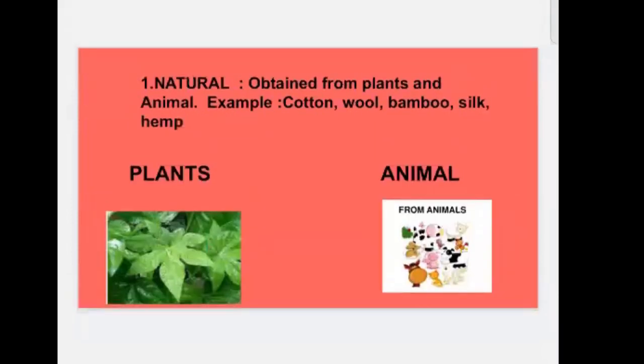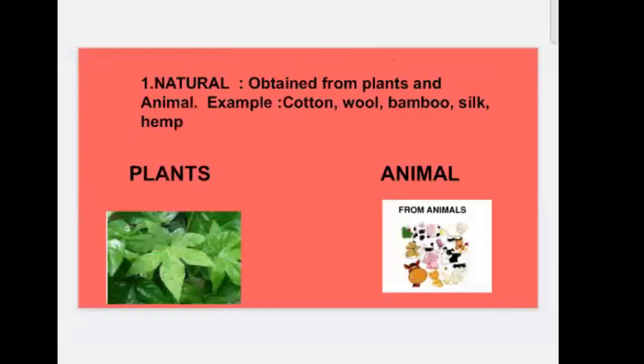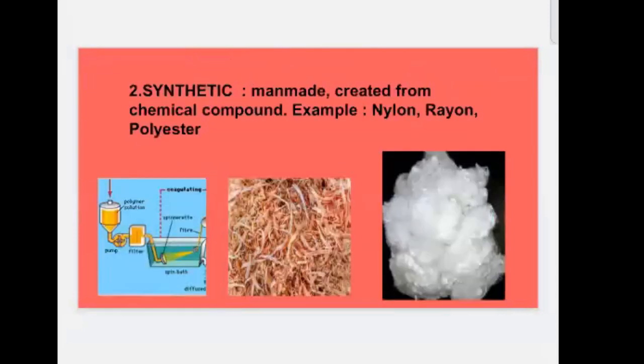So what have we learned right now? Fibers are the raw material that we directly get from plants, animals and chemical compounds. These fibers are of two types. The first one is natural fiber and the second one is synthetic fiber. Natural fiber we get from plants and animals. Synthetic fibers we get from chemical compounds. I hope this concept is clear to you all. So we can go further.